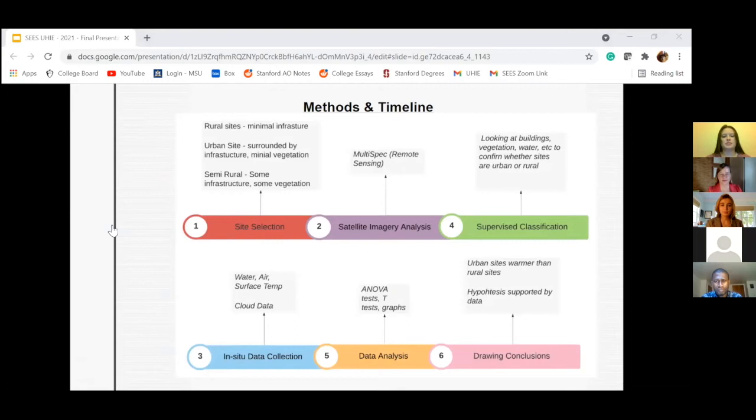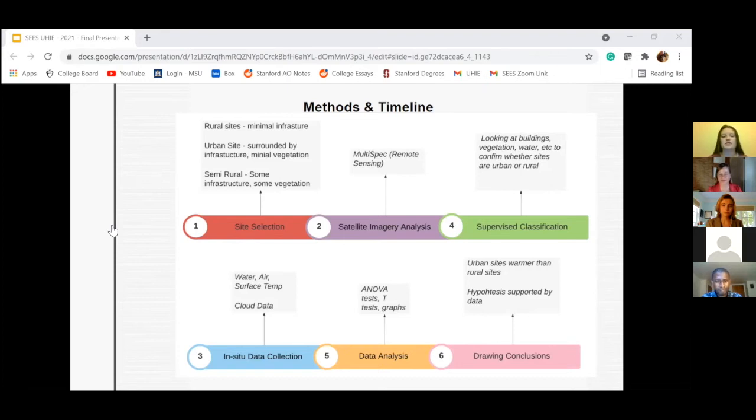So here's a timeline of the steps we took to do our research. We first picked out our sites. We chose one urban site with a lot of infrastructure and minimal vegetation, one rural site, which had a lot of vegetation and minimal infrastructure, and then a suburban site, which had a balance of both. We then used a software called Multispect, where we got satellite imagery of our sites. And then we also did supervised classification, where we were able to categorize the surrounding areas of our sites to confirm whether or not they were really rural or urban sites.